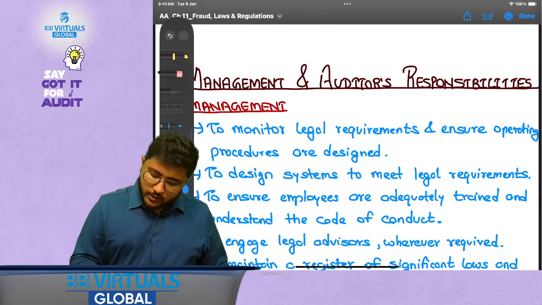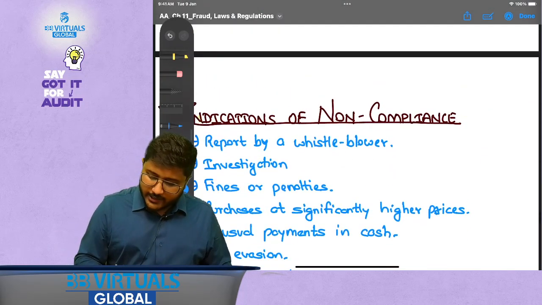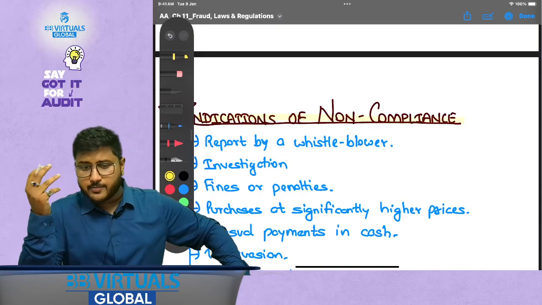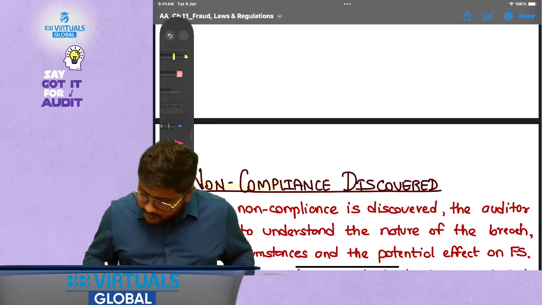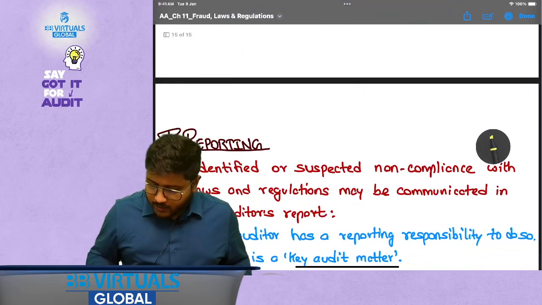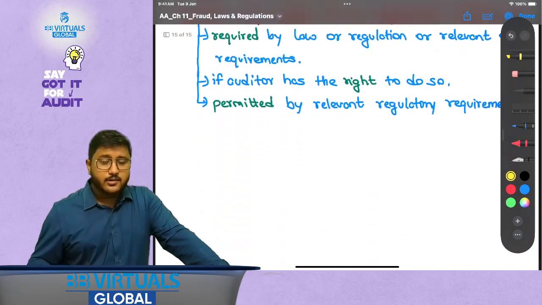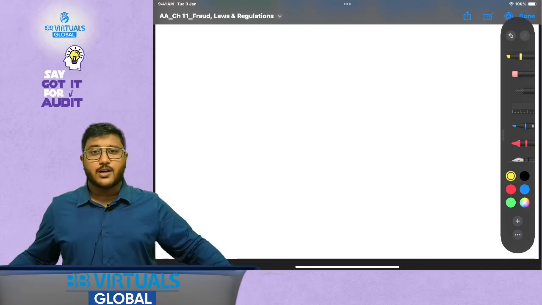Then we are going to go for the discussion of management and auditors responsibilities. Then we are going to discuss about indications of non-compliances, that is what all events could suggest us that there has been some non-compliances, and then we will be going for the discussion of what auditor needs to do when the non-compliances are discovered, and finally we are going to discuss about the reporting responsibilities. Once we cover that, we will be done with our discussion on ISA 240 and ISA 250, that is we will be completing chapter number 11.